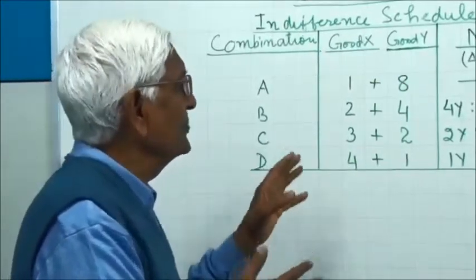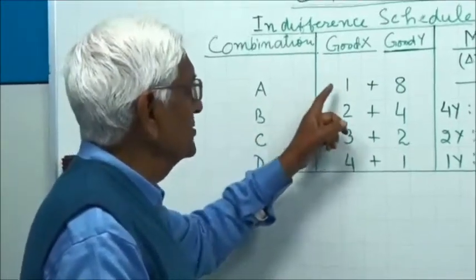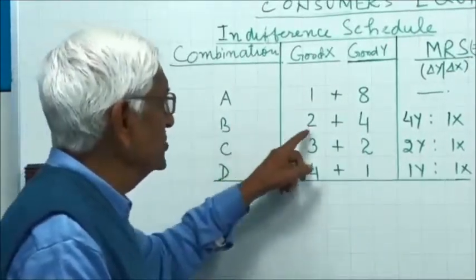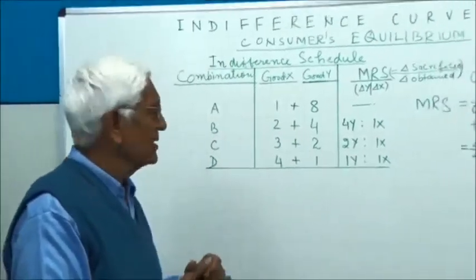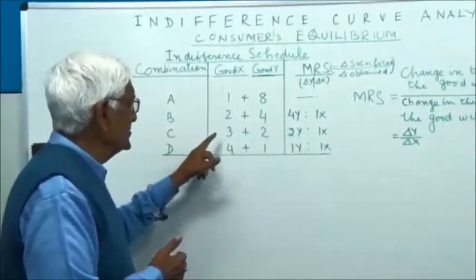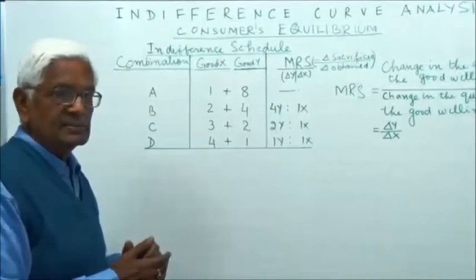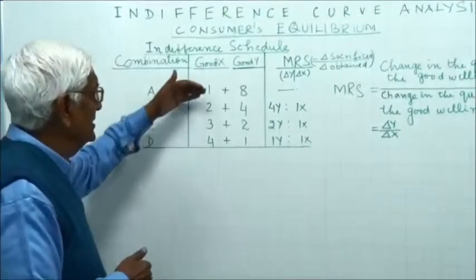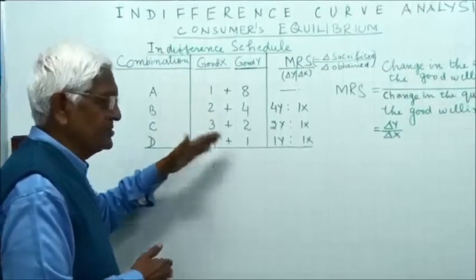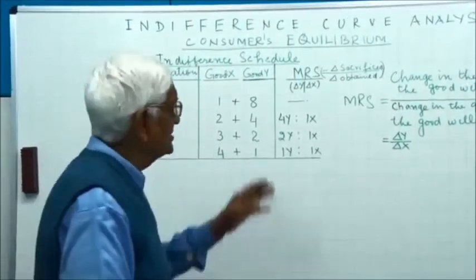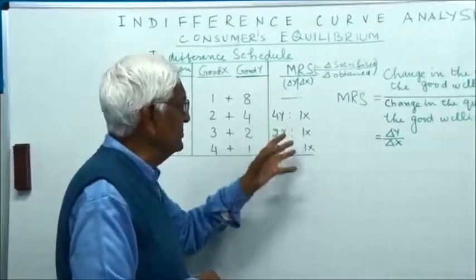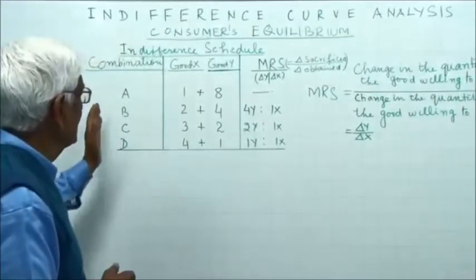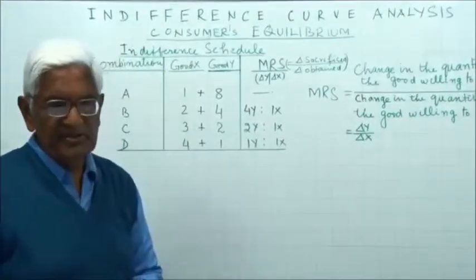So for example, first combination is 1x plus 8y. Second combination is 2x plus 4y. Third combination is 3x plus 2y. Fourth combination is 4x plus 1y. Remember, these are all 4 combinations. What does the fourth column mean, we will take up a little later. First, let us concentrate only on these combinations.